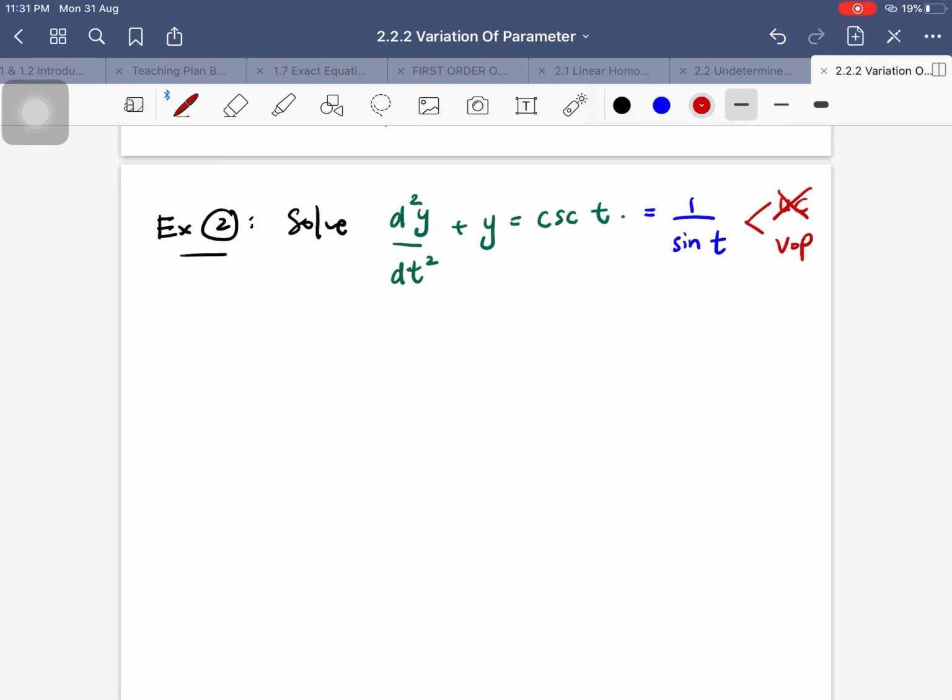So that is why for this particular question, even if it doesn't state that you have to use VOP, because we cannot use UC, you have no other choice. You have to know right away that the only way of solving will be the VOP. So now let's start our calculation.